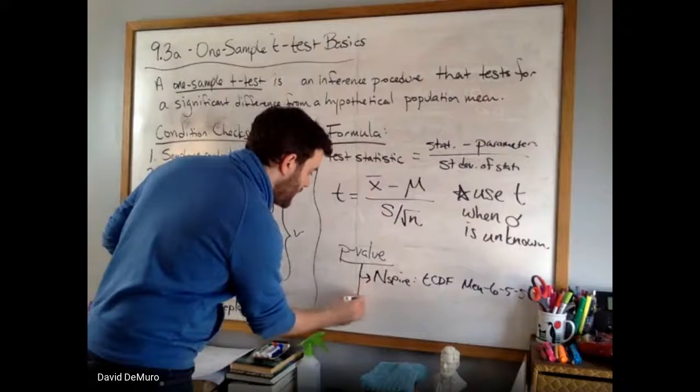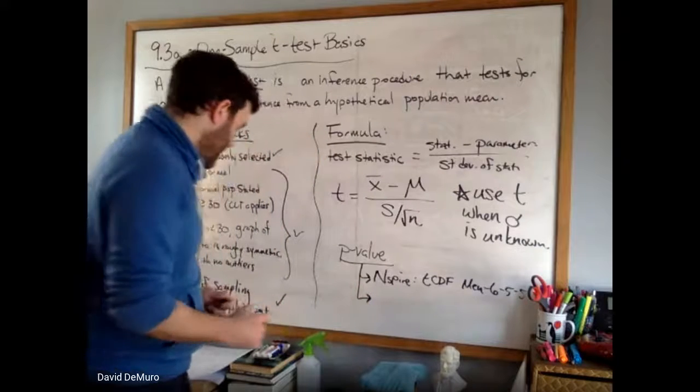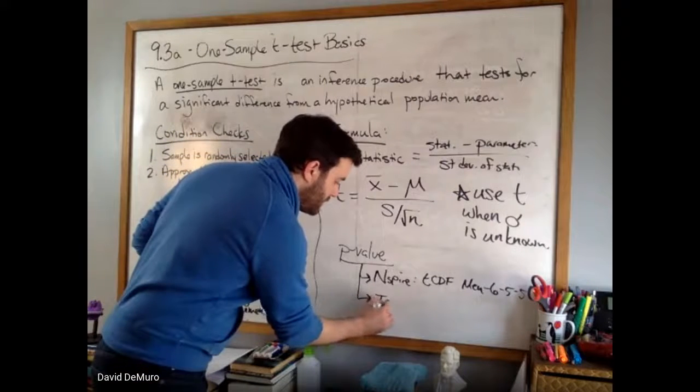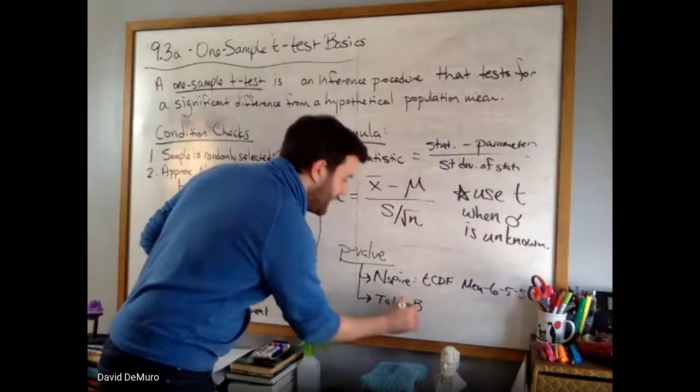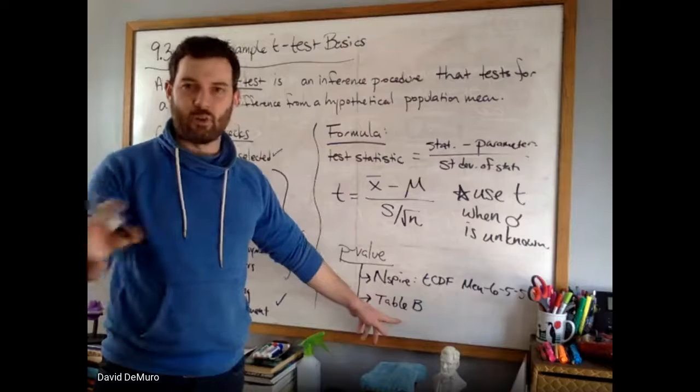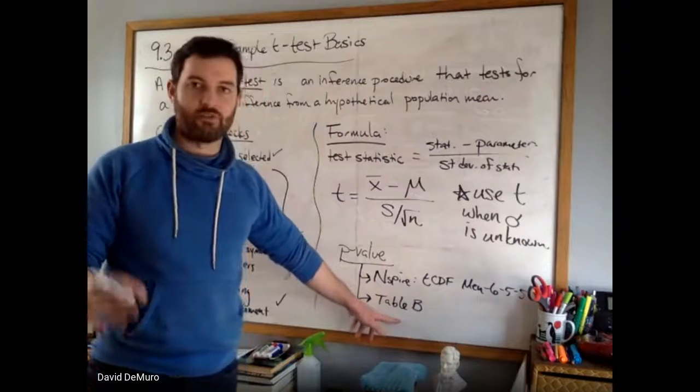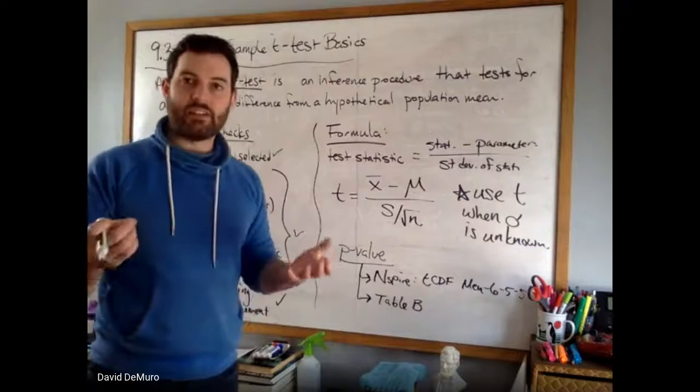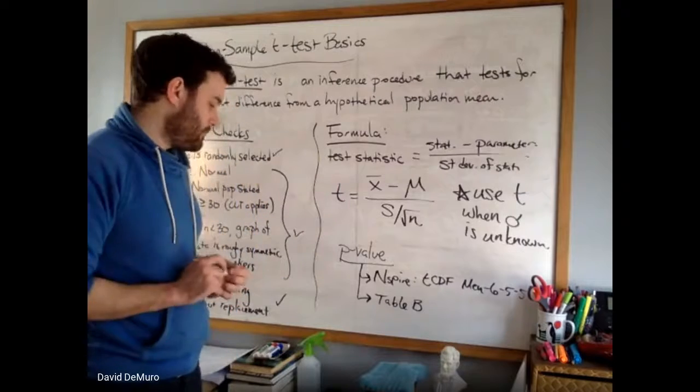If you don't have an Inspire or graphing calculator, then you need to look it up on a table. And the one that you're going to get on the AP exam is called Table B. I know the one I shared with you on Classroom is called Table C, but look for the one that's got the t critical values on it.